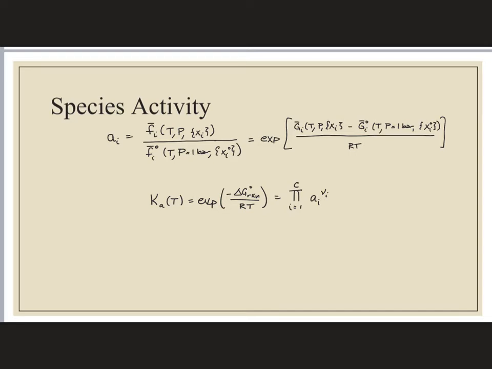And we use this because this is how we define our equilibrium constants. Ka is equal to the exponential of negative delta G of reaction over RT, but that also is the product of the ai to the stoichiometric coefficient power for each of our species in a reaction.